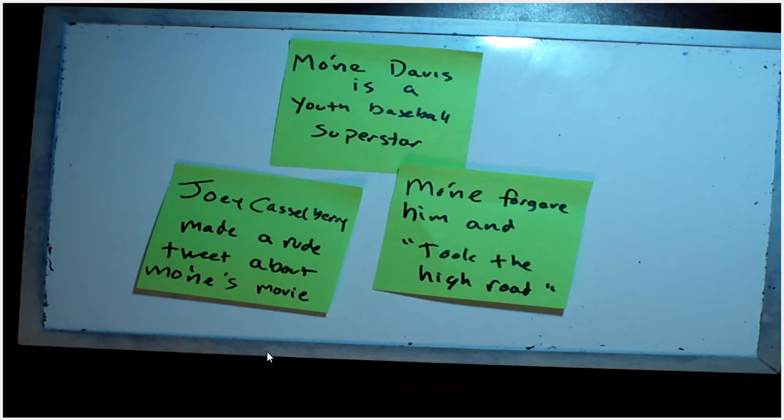So this page here talked a lot about those big ideas already. Castleberry made a rude tweet about her Disney movie. She's a superstar. She forgave him. But I remember reading this page over here, and there was other information that seemed like a big idea, specifically this paragraph right here. This paragraph was saying how she is an inspiration to inner city sports players.